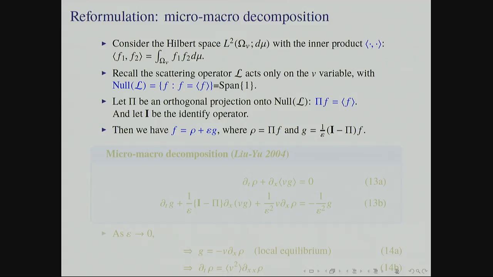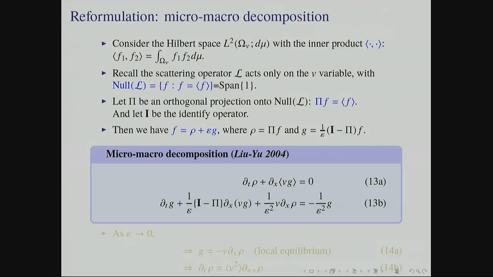Correspondingly, you can apply this pi operator and I minus pi to the equation. You get this decomposition. This decomposition was originally used to do PDE analysis for similar models. From here, you can see the diffusive limit a lot more easily. For instance, in the rho-g system for the two velocity case, in 13b, if you let epsilon go to zero, you recover the so-called local equilibrium. So g is related to rho's spatial derivative. And you plug this back into the first equation, and you see this diffusive equation.